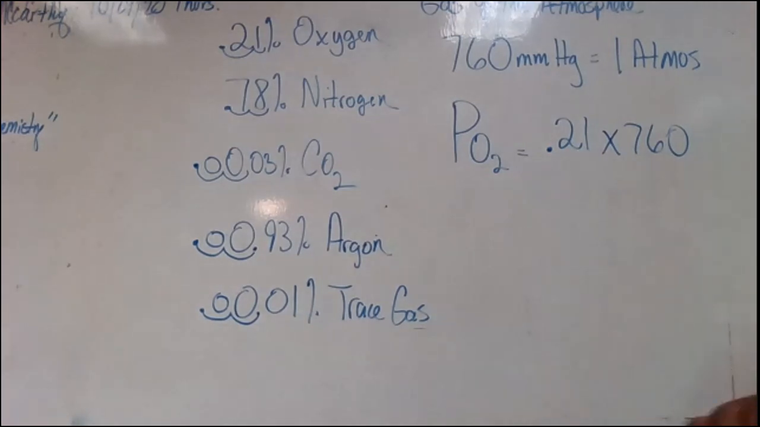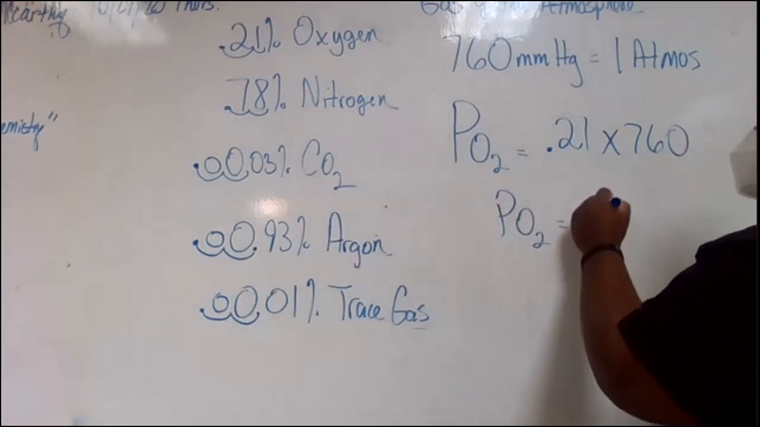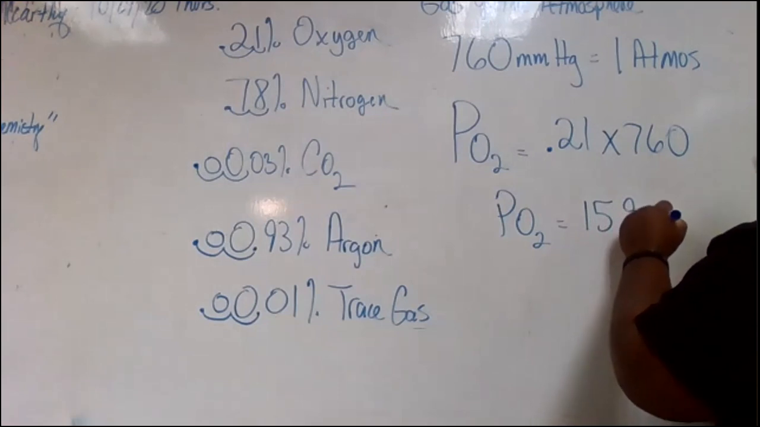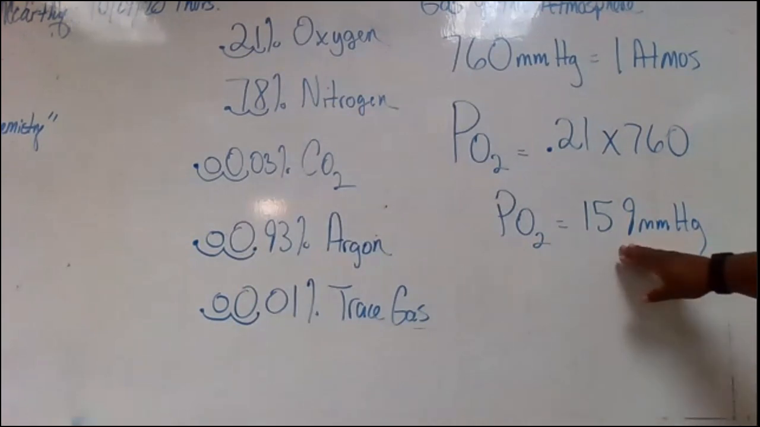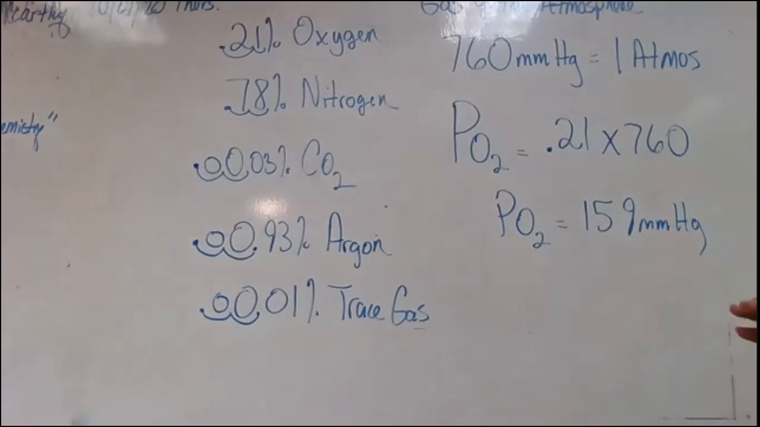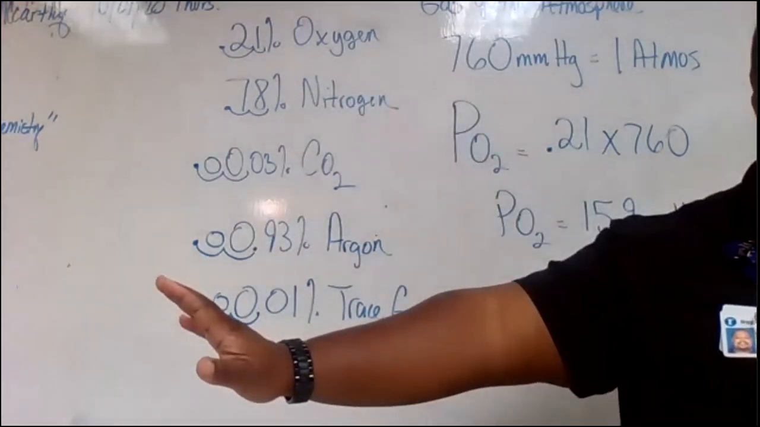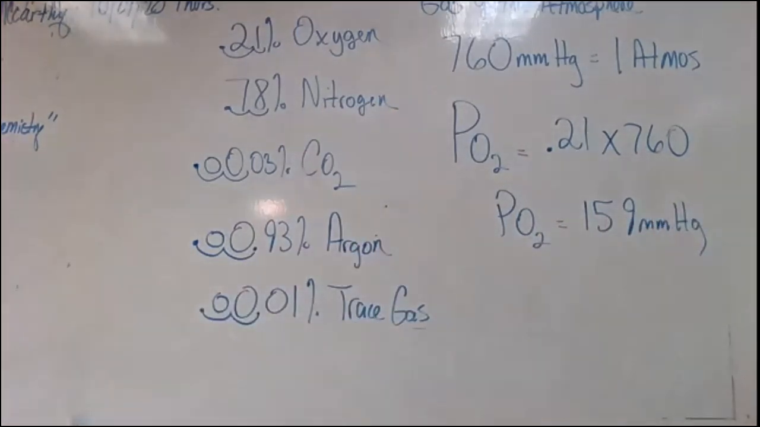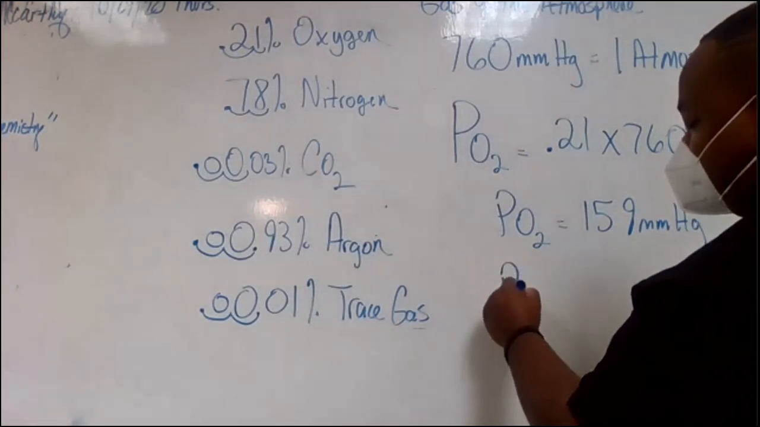0.21 times 760 is 159. So the pressure of O2 in the atmosphere is 159 millimeters of mercury. See that? That's the amount of pressure that oxygen exerts in the atmosphere. It's 21% of the atmosphere, but it exerts a pressure of 159 millimeters of mercury. Okay? So with that being said, what is the pressure of nitrogen?